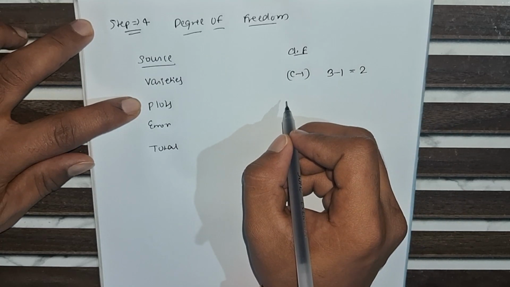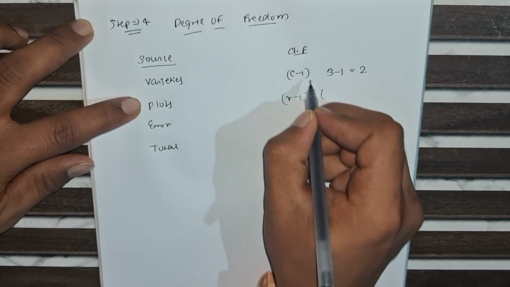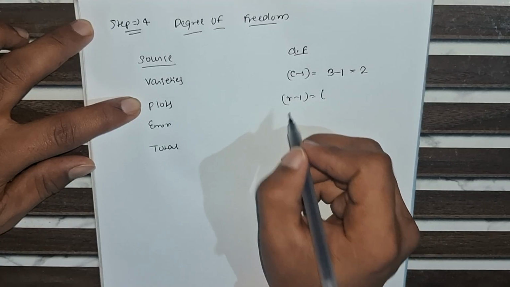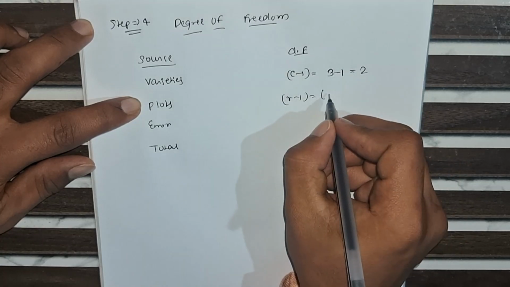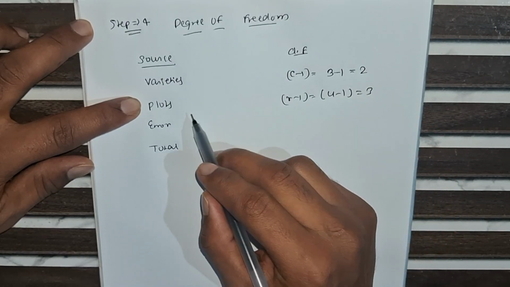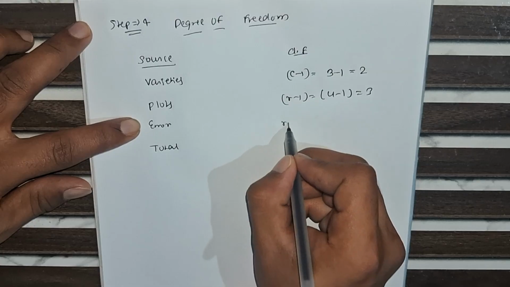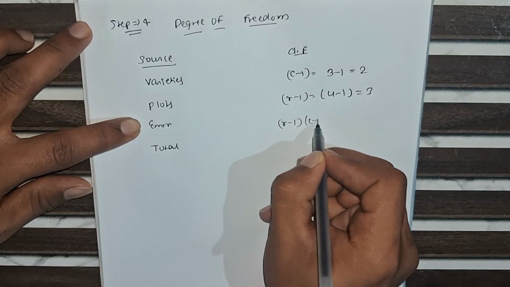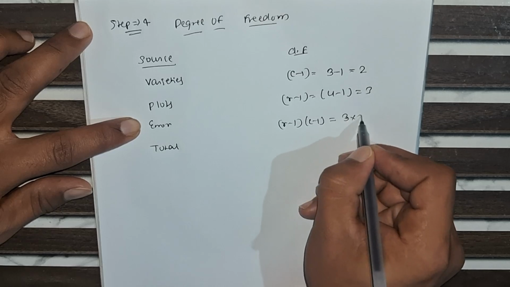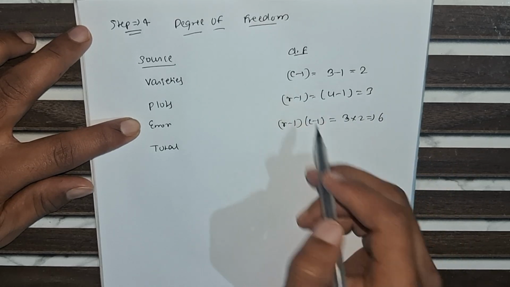So what is the formula to find this? R minus 1, where R is the number of rows, which is 4. So 4 minus 1 equals 3. So the degree of freedom for plot is 3. Now error is nothing but R minus 1 into C minus 1. So multiply 3 into 2, which equals 6. This is the error degree of freedom.